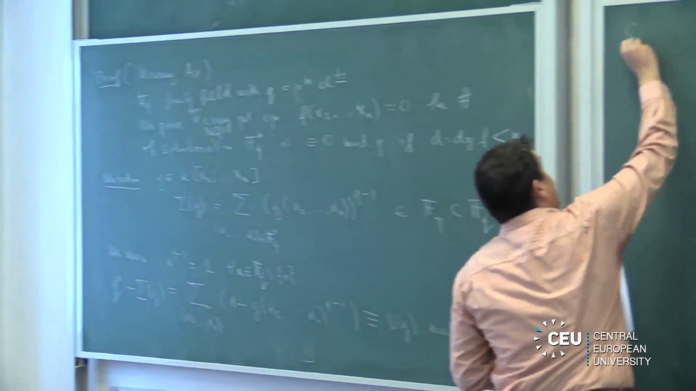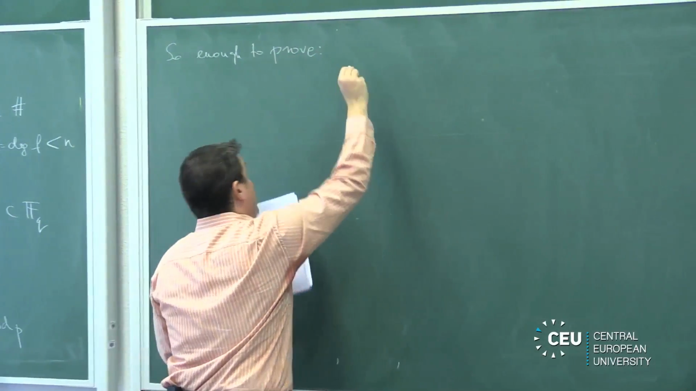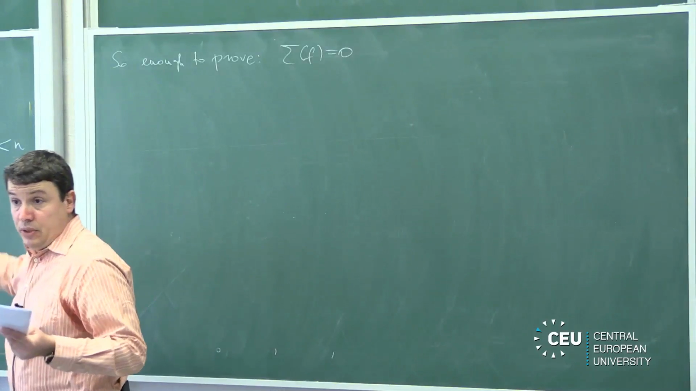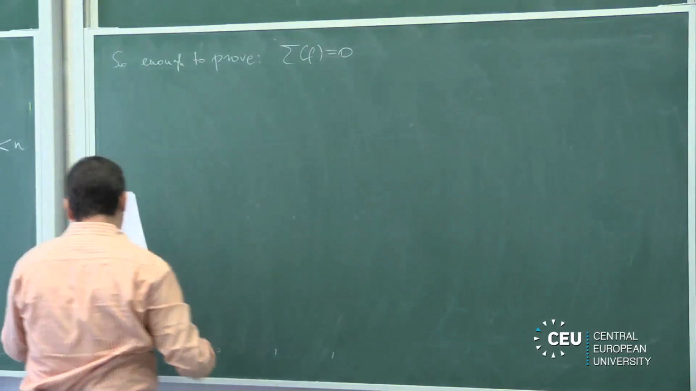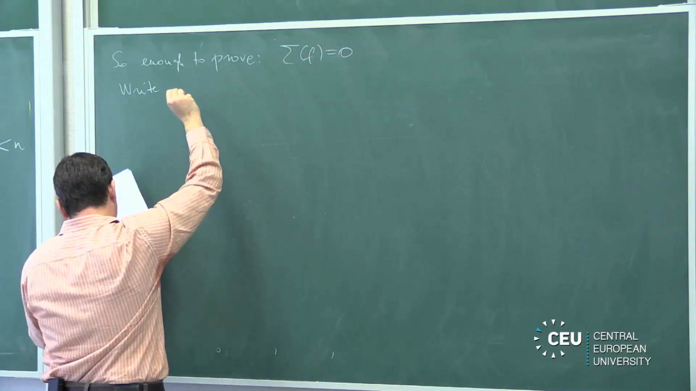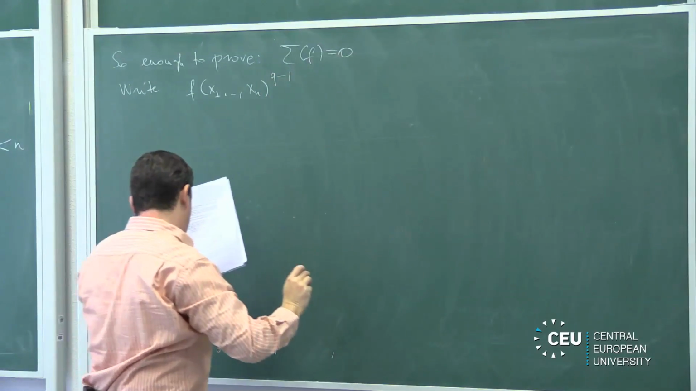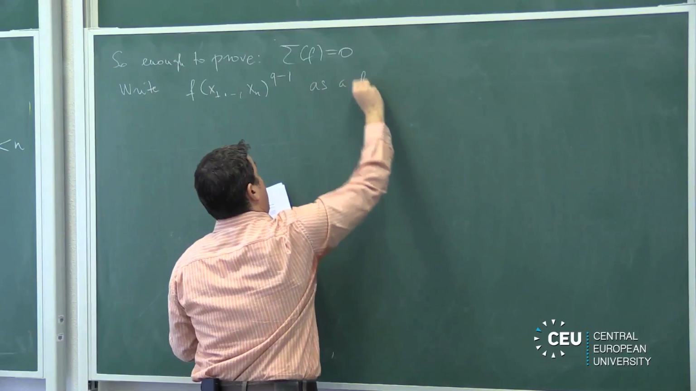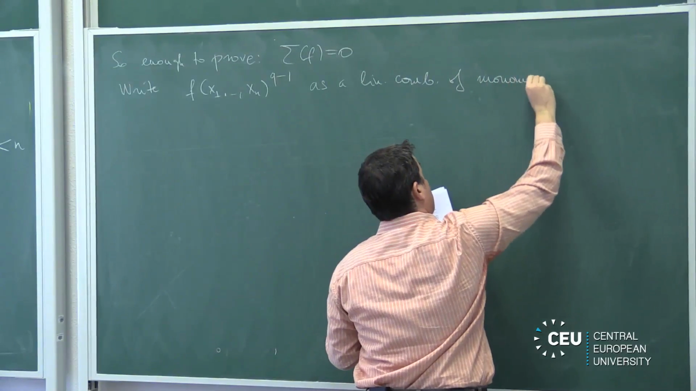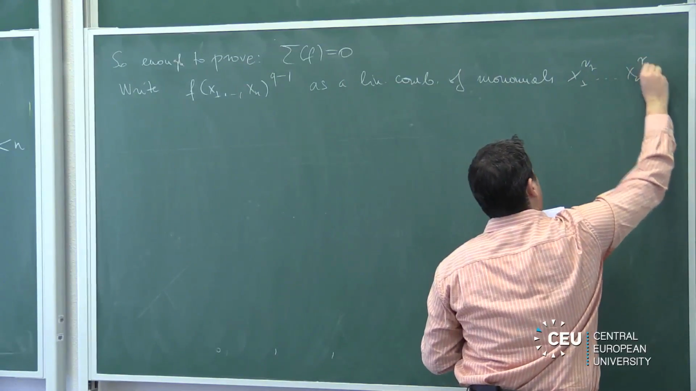So it is enough to prove that sigma of f is 0 for our particular f over there, because then we'll have the theorem. Okay, and so we shall write f(x1, ..., xn) to the q minus 1 as a linear combination of monomials, so x1 to the r1 and so on, xn to the rn, like this.